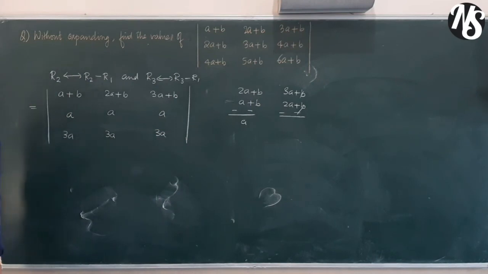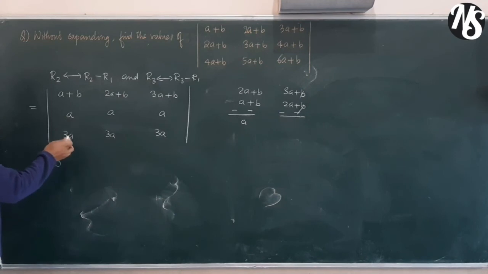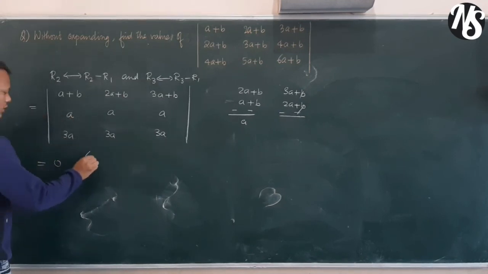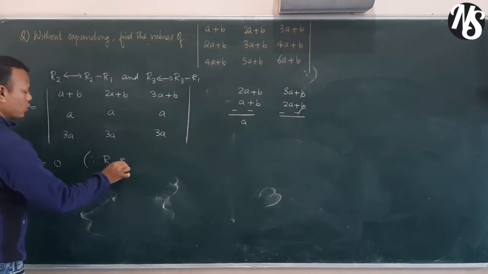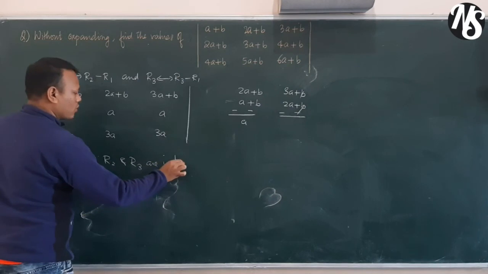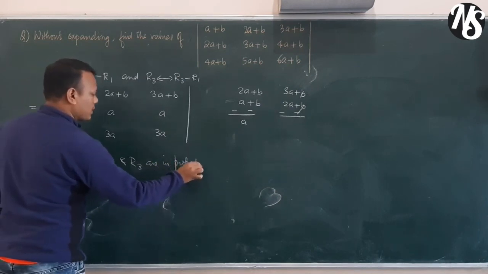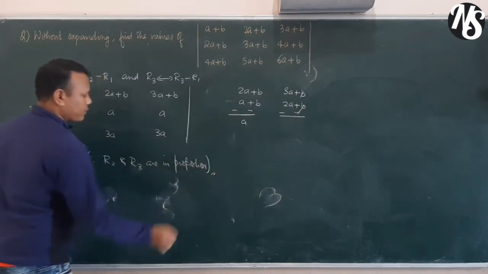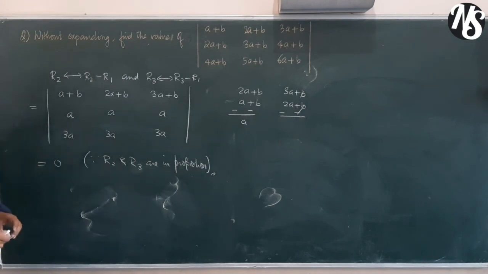Yes or no? Now see, row 2 and row 3 are in proportion, right? So the value of this will be equal to 0 because row 2 and row 3 are in proportion. So you can write, since row 2 and row 3 are in proportion. Okay, pause the video and note down your solution.